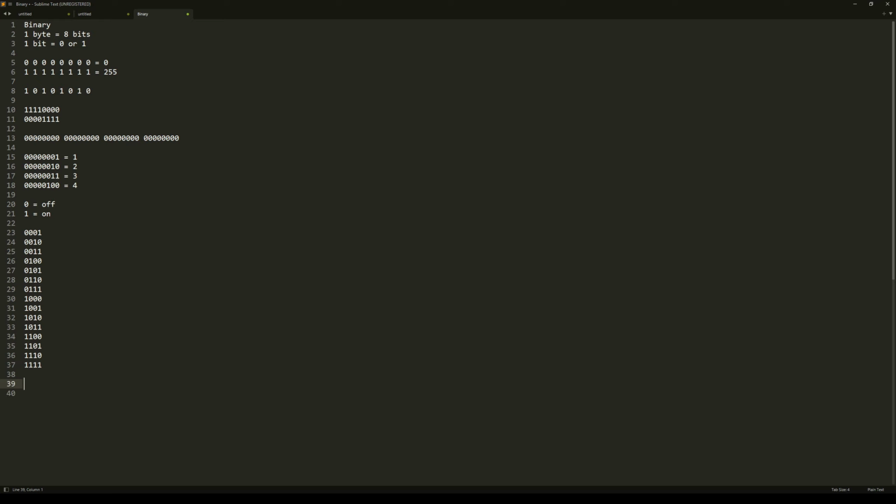So I'll go ahead and further clarify this. Each position, so you have 1, 2, 3, 4, or actually have 1, 1, 1, 1, which is equal to 15, which is equal to 2 to the power of 4 minus 1, which is equal to 2 to the power of 3, plus 2 to the power of 2, plus 2 to the power of 1, plus 2 to the power of 0, which is equal to 8, plus 4, plus 2, plus 1.